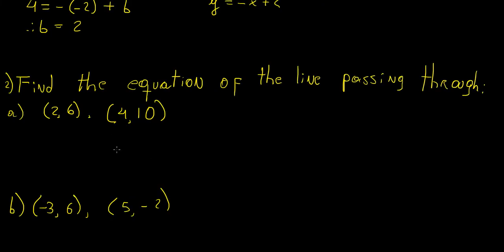Now in the next set of questions, what we're going to do is we're given 2 points that lie on the line, but we're not given any other information. We don't know what the gradient is, we don't know what the equation of the line is, so we actually need to find all that information just from those 2 points.